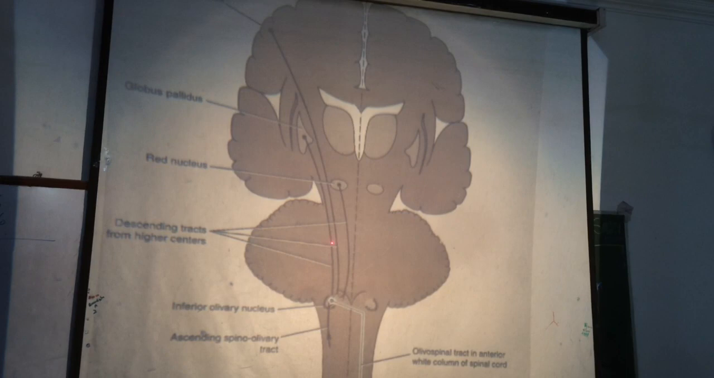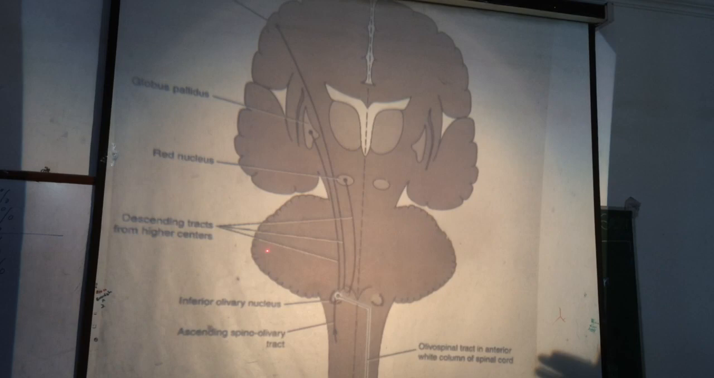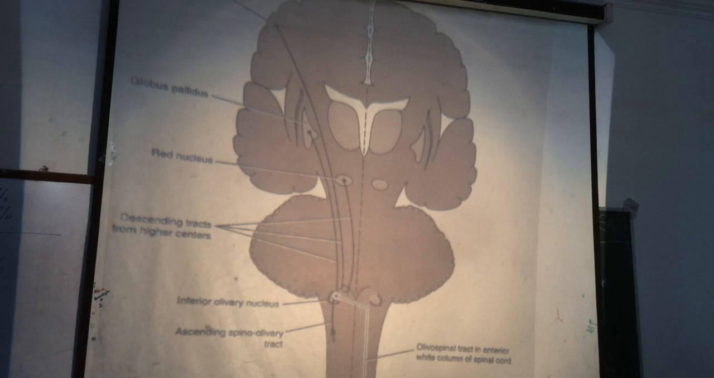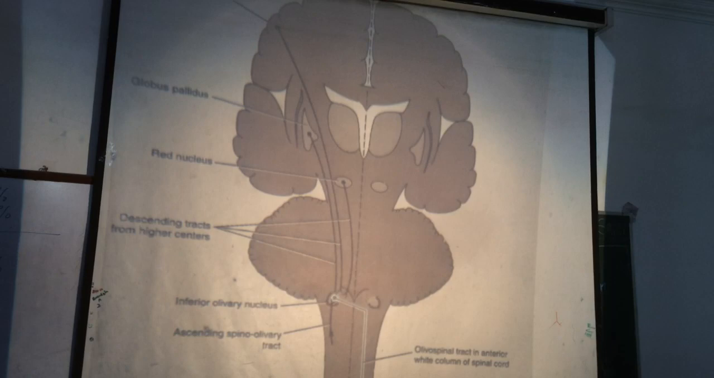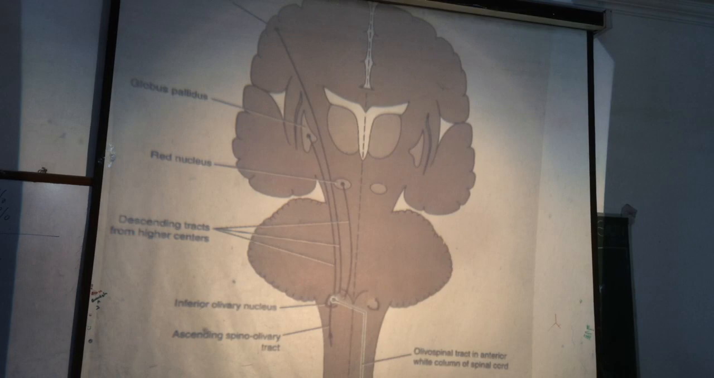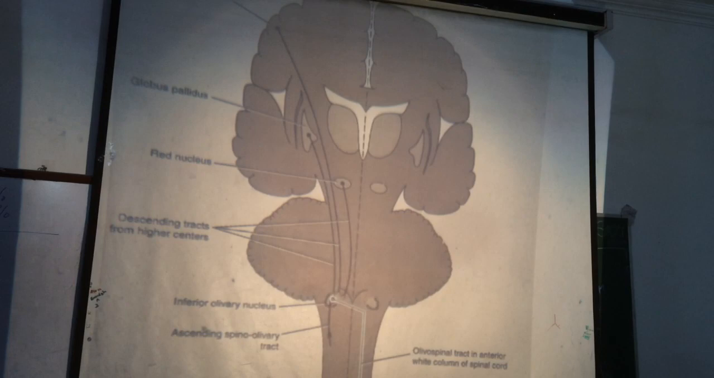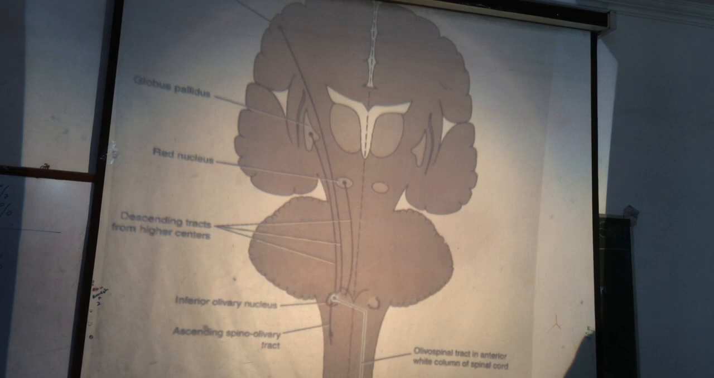The rubrospinal tract is facilitatory to the flexors and inhibitory to the extensors or anti-gravity muscles. And don't forget that it acts as an accessory alternate pathway through which the cerebral cortex and cerebellum control the activity of the motor neurons in the anterior gray column of the spinal cord. So this was about the rubrospinal tract.